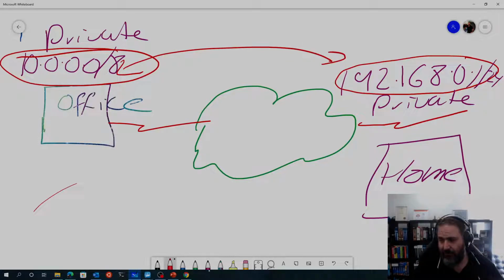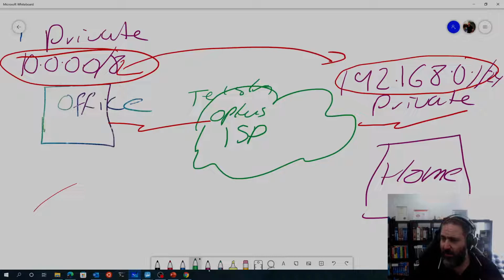What happens is that Telstra or Optus or whichever ISP will negotiate with us at the office and give us a public IP address. And I'm just going to make something up. I don't know if this is an effective one. I'm just making this one up. This is a public address.